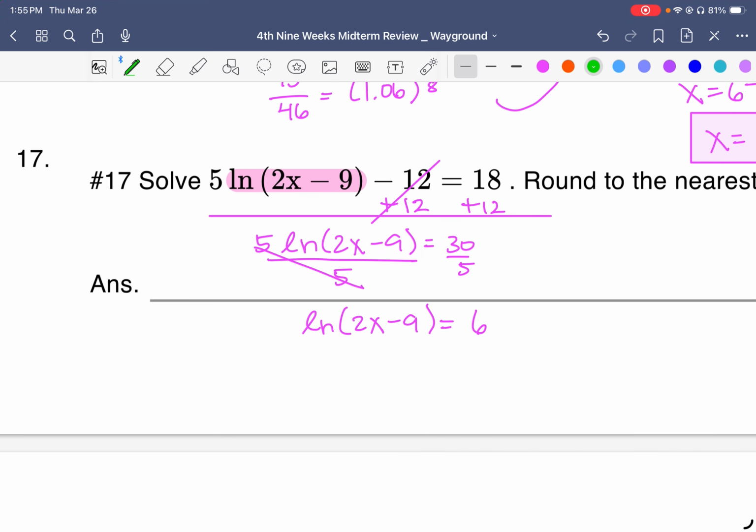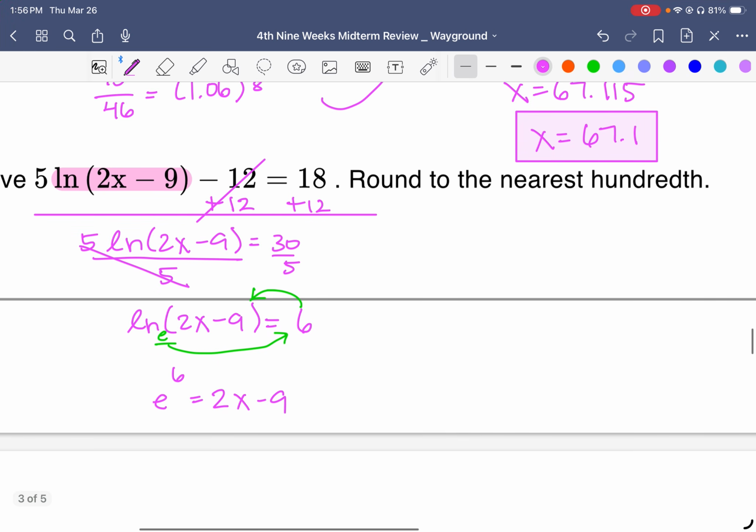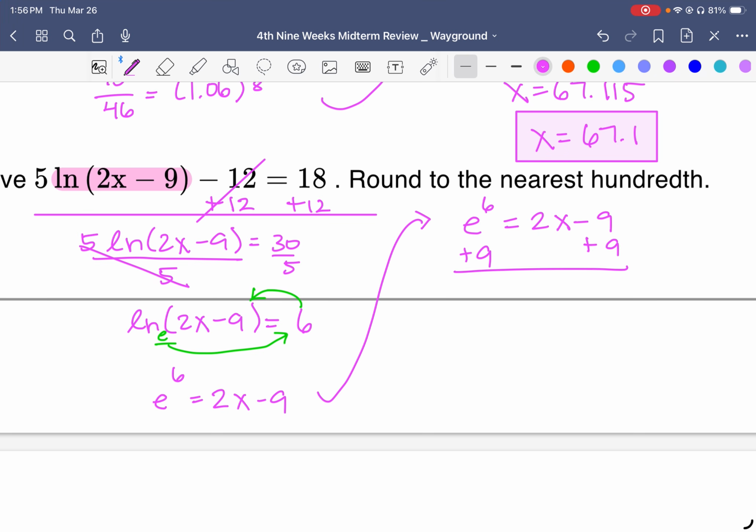And remember that every natural log has base e, so I'm going to add the e so that I can underline it and then do my loop-de-loop. And then this would be e to the power of 6 equals 2x minus 9. Now we're not done because we do need to solve for x. So I'm going to do reverse PEMDAS again. I need to add 9 on both sides.